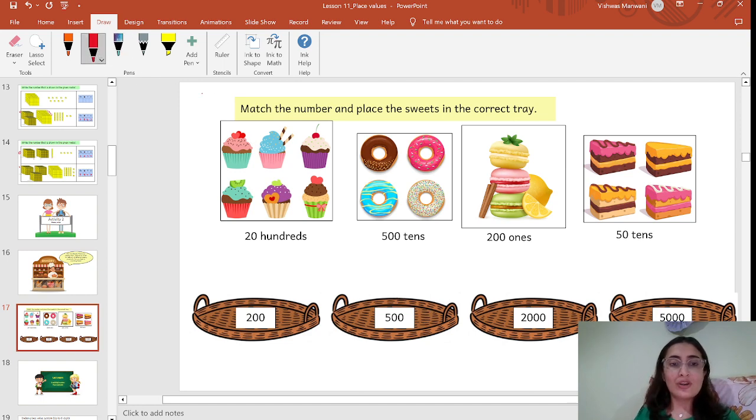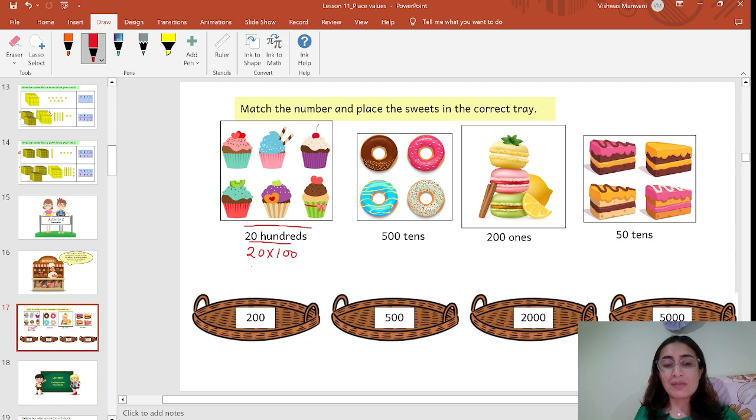Here, 20 hundreds of cupcakes, 500 tens of donuts and so on have been given to us. Now we have to convert 20 hundreds into a number. So what do we do to convert 20 hundreds into a number? Very simple. We will multiply the digit 20 with the place value again. In this case, the place value is hundreds. So we multiply 20 with hundreds.